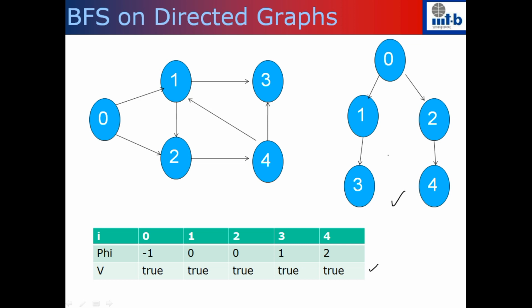You notice that we can talk about the levels in this BFS tree. The root, which is the starting node, is at level 0, and the level of any other node is 1 plus the level of the parent.